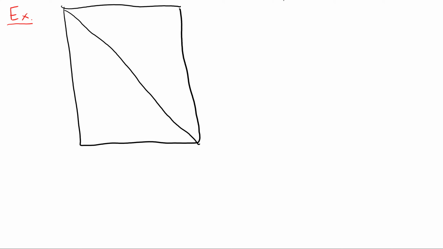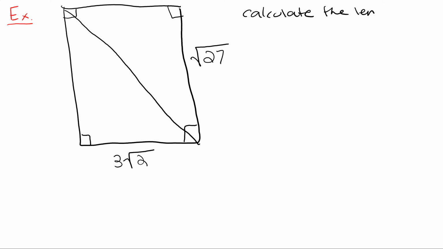Okay, so this is a rectangle. See, right angles. And one side of the rectangle has a side length of root 27 units long. And the other side length of the rectangle is 3 root 2 units long. So what I want to do is calculate the length of the diagonal of the rectangle.